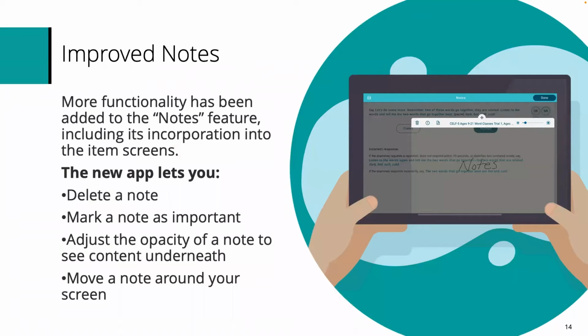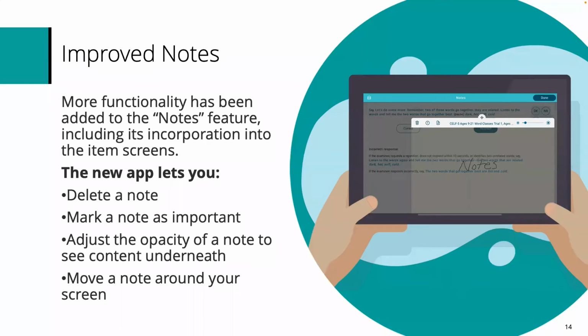Another really good feature, in my opinion, is the improved notes system, the widget system. So in the new app, it allows you to delete a note, mark a note as important, adjust the opacity of the note so that you can see the content underneath. And by the way, we're going to showcase these things live on the Assess app right after these few slides. You can also move the note around on your screen.